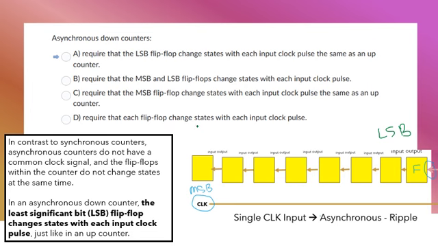D requires that each flip-flop change states with each input clock pulse. That is wrong too, because again, the clock pulse is provided only to the first one, and the output of the first one is going to provide input to the next. So therefore that's wrong, and this is wrong, and that is also wrong. So the correct answer is A.